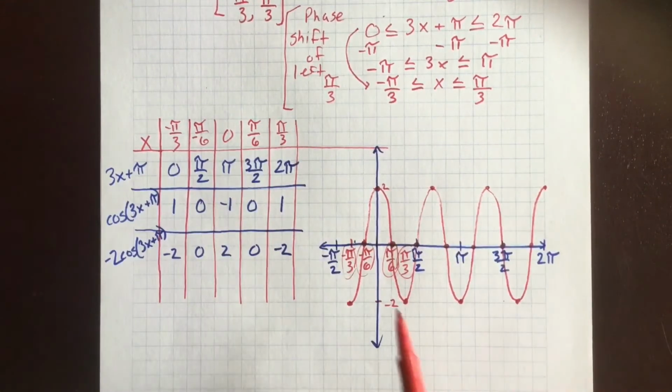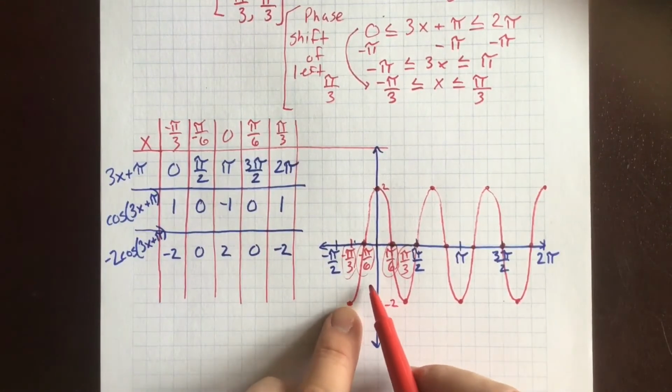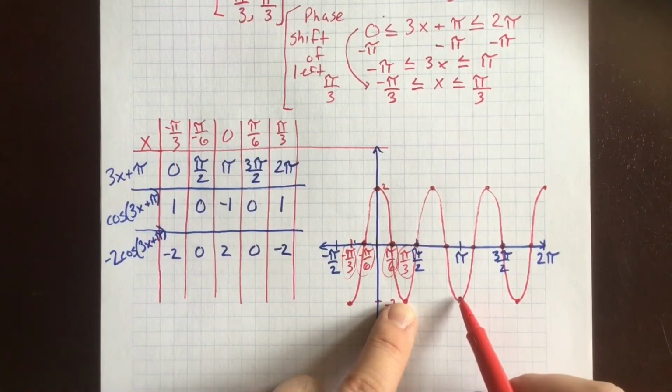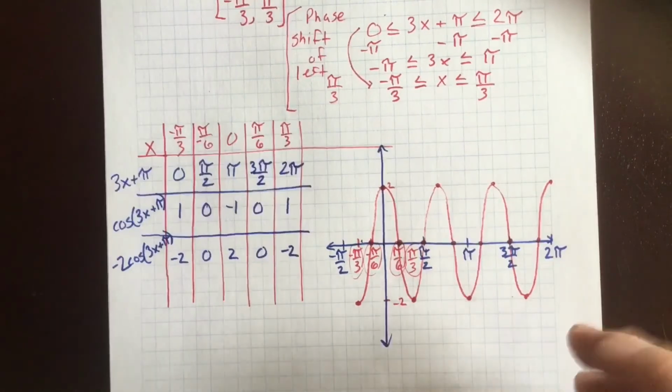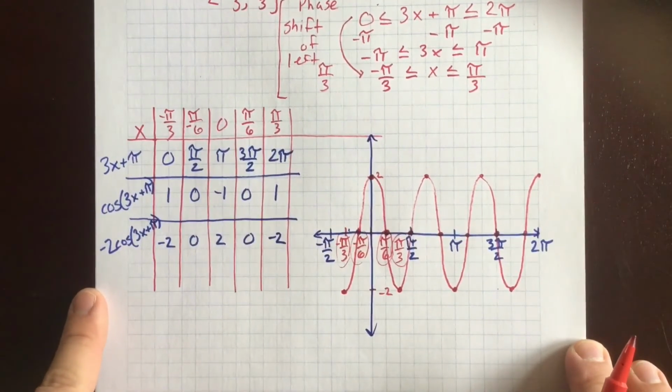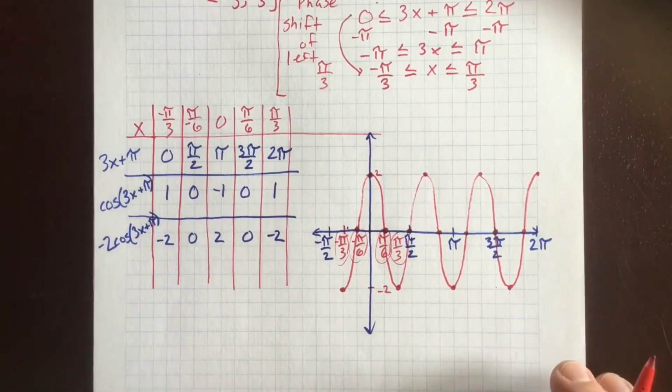Okay, so let's see, how many cycles do we get? 1, 2, 3 cycles in here, and it looks like 3.5. 3.5 cycles within this range.